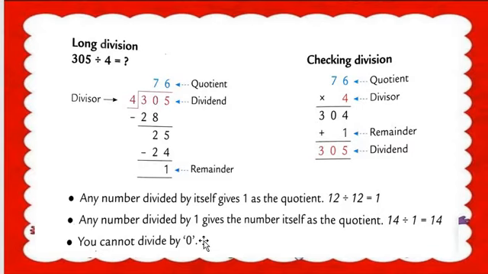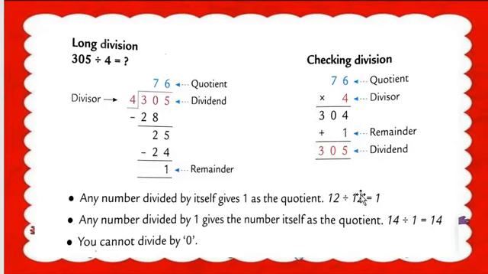In division, any number multiplied by 1 gives us itself as the answer. Okay, it is the original number. Any number multiplied by 1 gives us the same number. So like that, any number divided by itself gives 1 as the quotient. Understood, all students? Any number divided by itself gives 1 as the quotient.